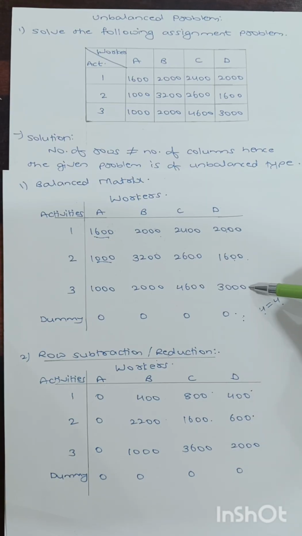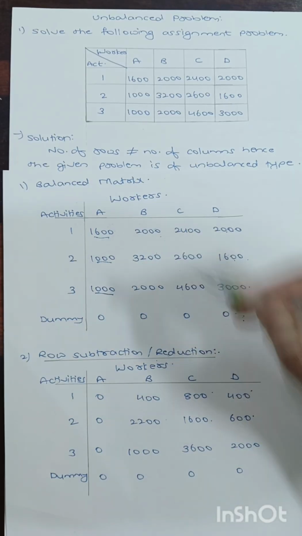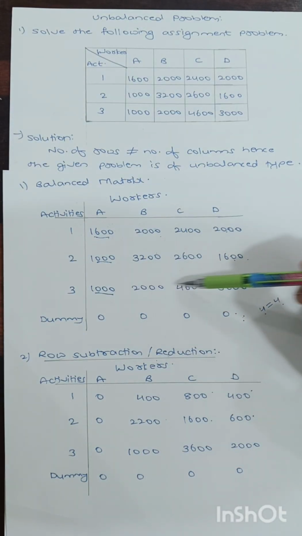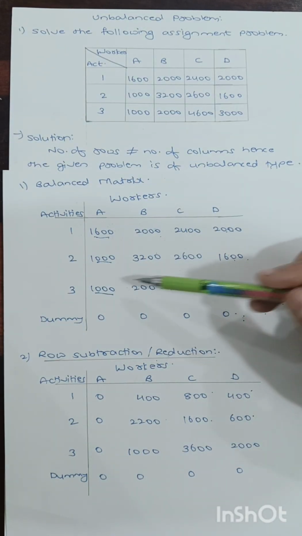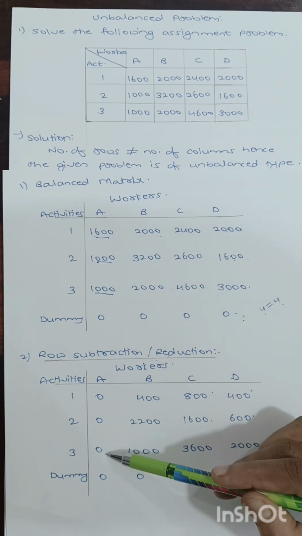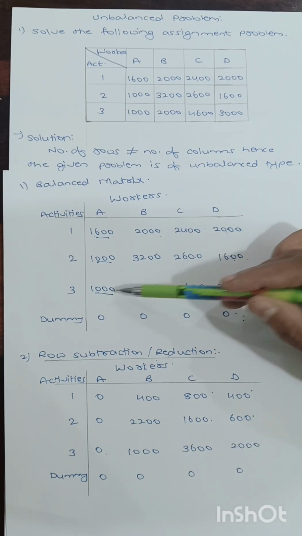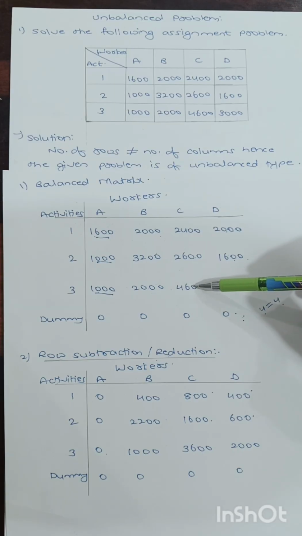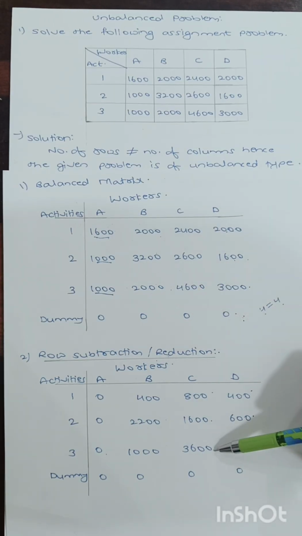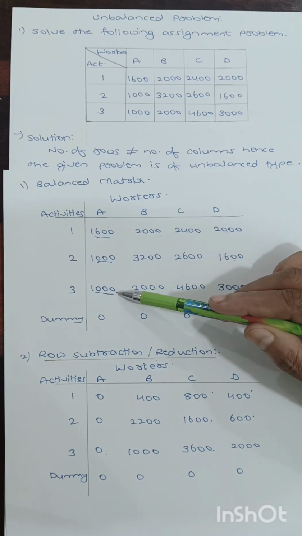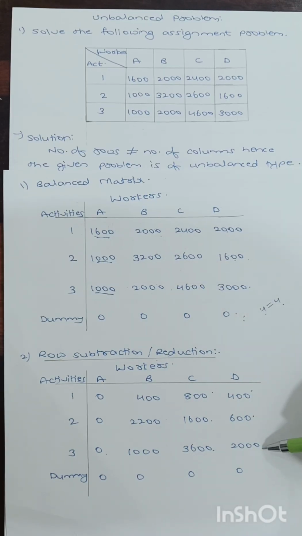Similarly, for third row, lowest element out of these 4 elements is 1000. Subtract this 1000 from all other elements of that row. So 1000 minus 1000 is 0. 2000 minus 1000, 1000. 4600 minus 1000, you will get answer 3600. Similarly, 3000 minus 1000, you will get 2000. Now, in fourth row, that is dummy, all values are 0. Hence, these values will remain as it is.